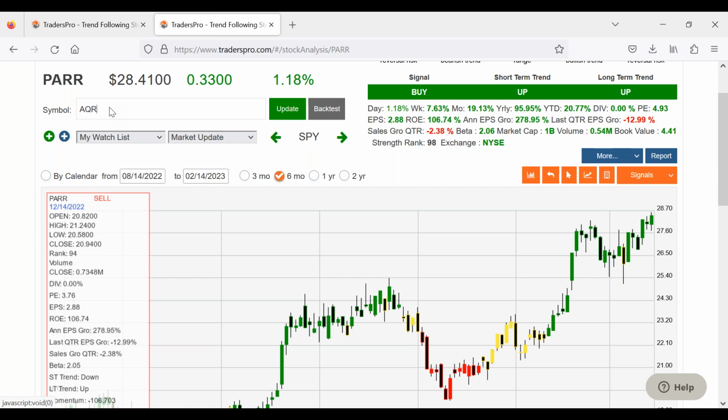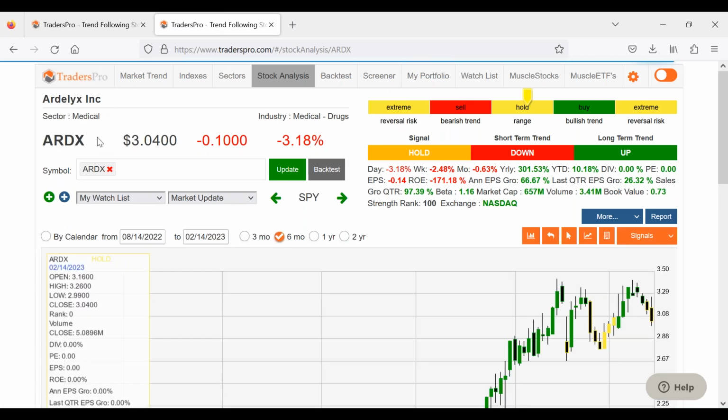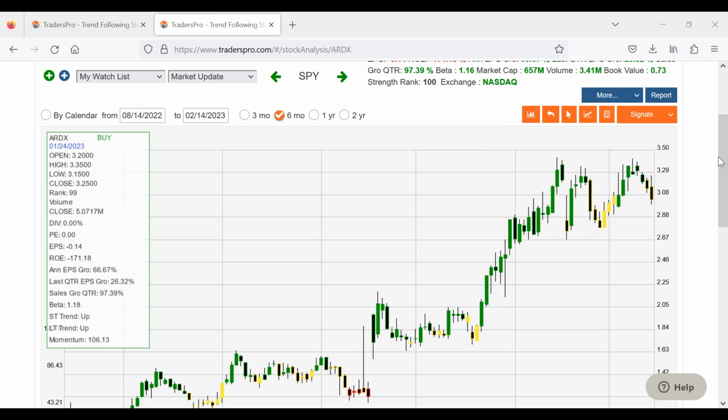All right, so this one is ARDX. Yeah, kind of the same thing as we were talking about. It looks like a corrective move within this uptrend. Down day to day, looking like it's headed towards the bottom part of that range. So if you're looking at an entry here, I don't see a good entry. You either want to get in on a bullish move off that lower part of the range, or wait for the breakout.